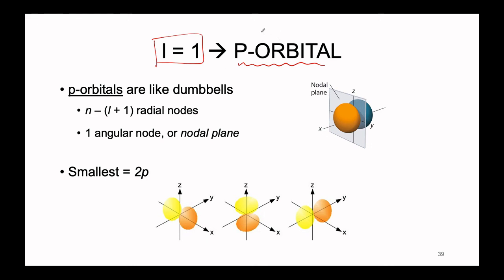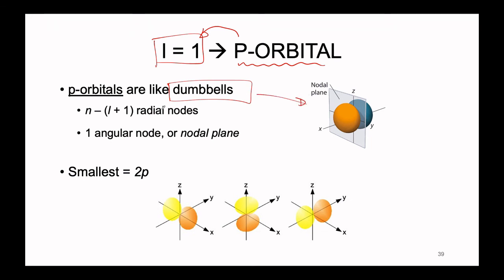If we're working with something that is labeled as a p orbital, similarly, by necessity, by definition, this is also going to correspond to an L that is equal to 1. So if you're told, hey, you're working with a p orbital, you know your L is equal to 1. Now, p orbitals have the shape of dumbbells. You can kind of see that illustrated here on the right.